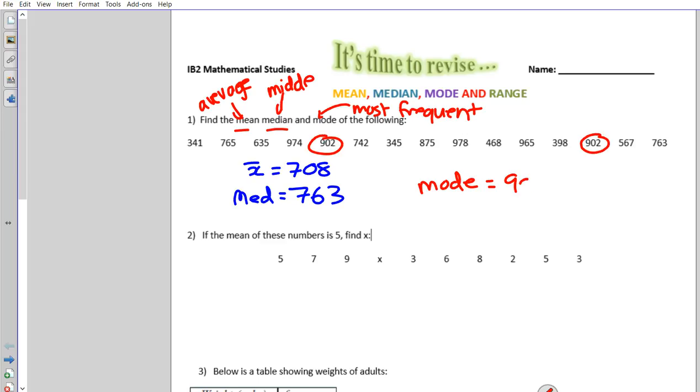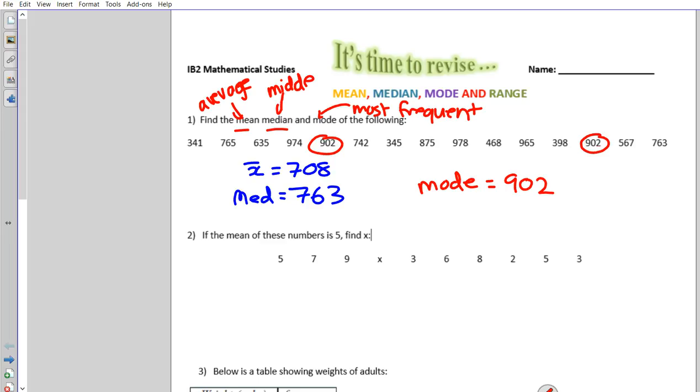So I do put a mode in there. If there was another number that occurred twice, then there would be 2 modes. If there were 3 numbers that occurred twice, there would be no modes, because you can either have no mode, 1 mode, or 2 modes. So there we go. So next question.